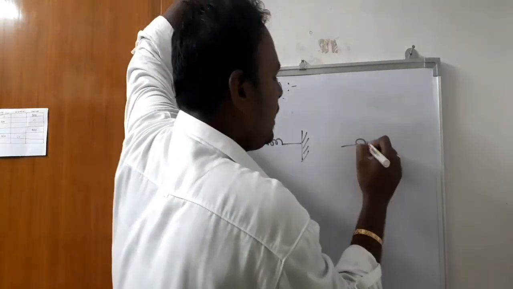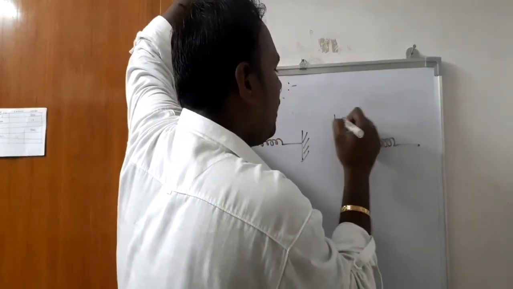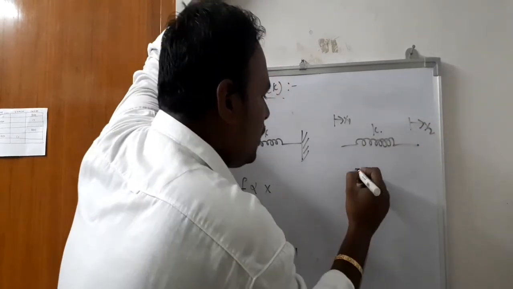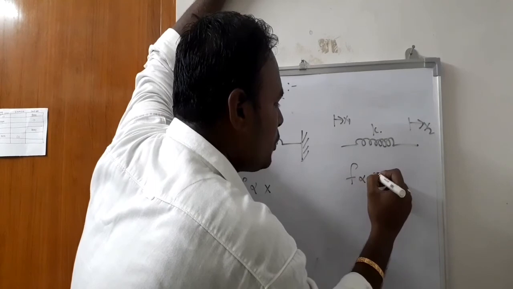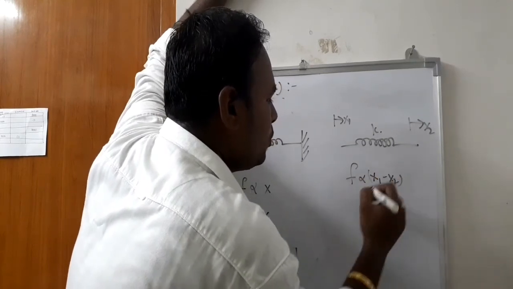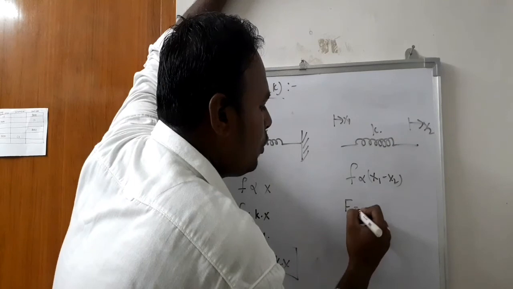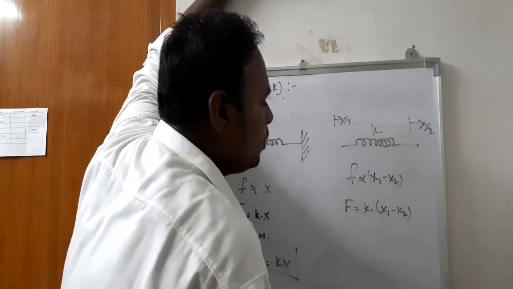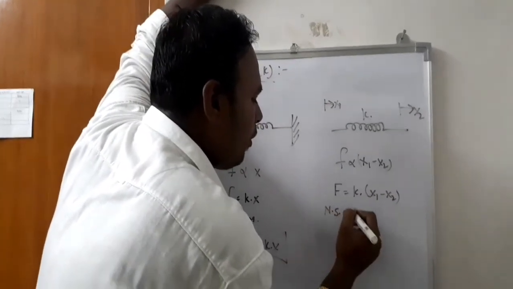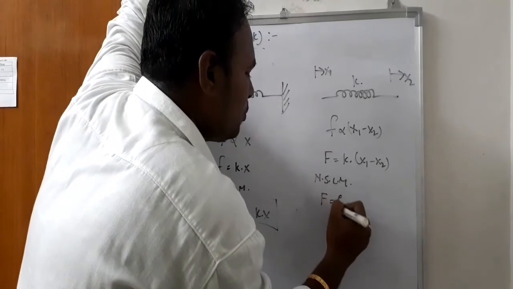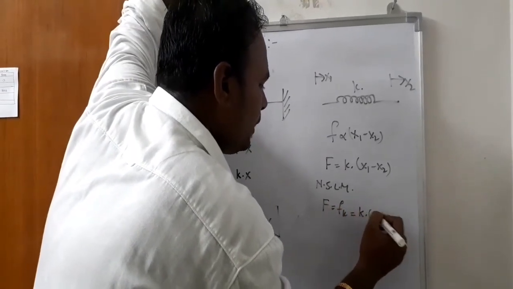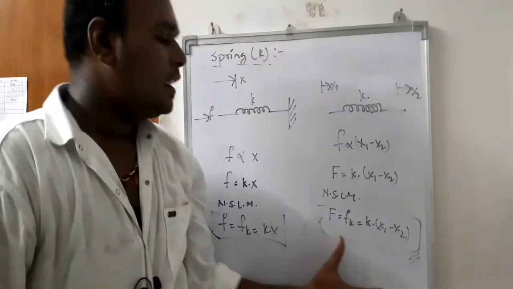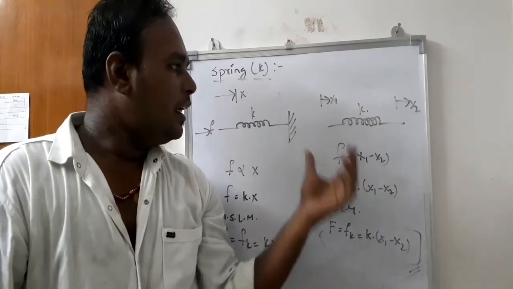Now we see the case when both ends are moving, where x1 and x2 are the displacements and K is the spring constant. F is directly proportional to x1 − x2, and to remove the proportionality constant we add the spring constant: F is equal to K(x1 − x2). By Newton's second law of motion, F is equal to Fk is equal to K(x1 − x2). So this is the force balance equation for the spring when both ends are displaced.